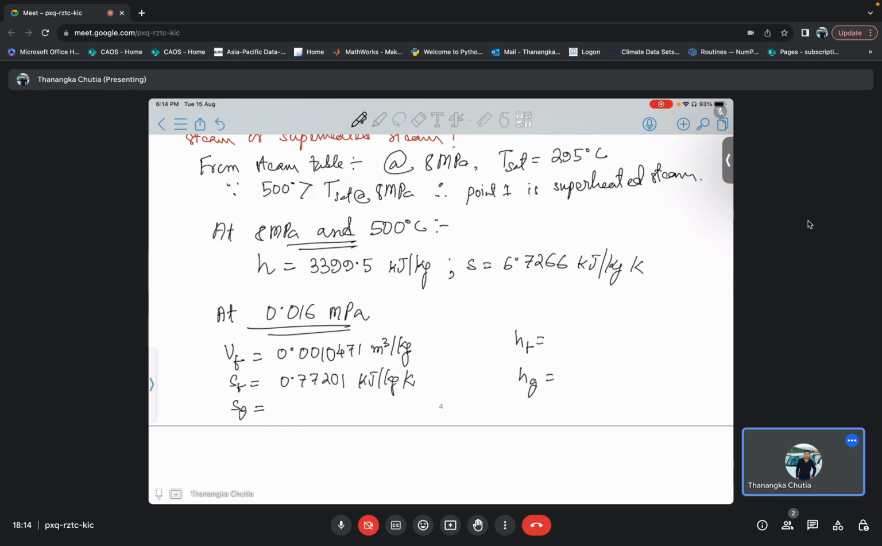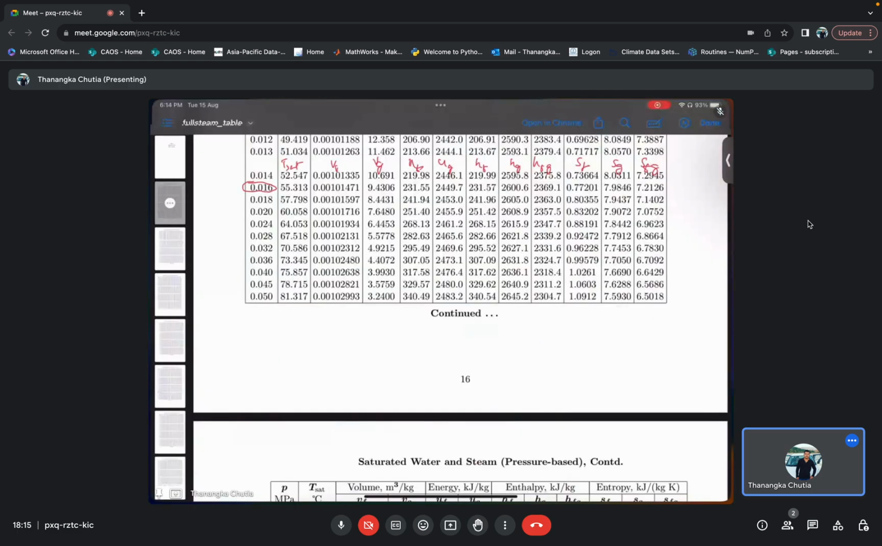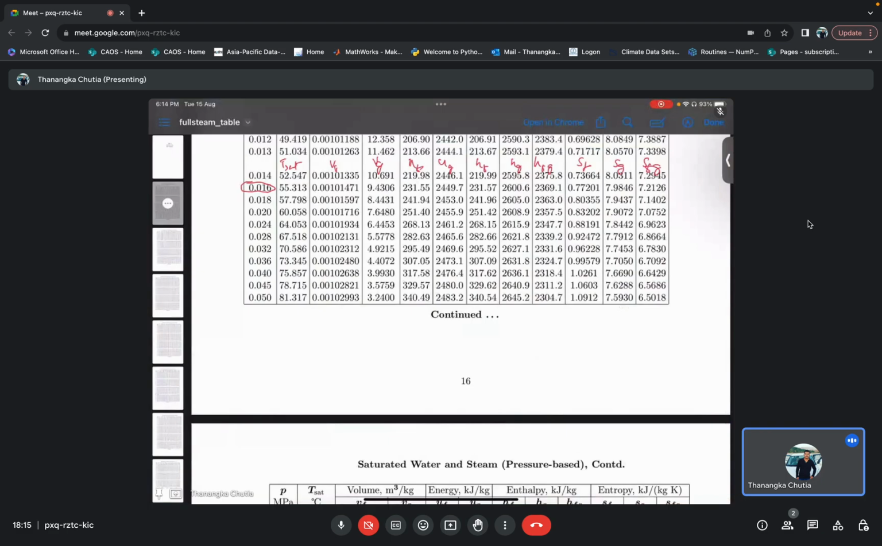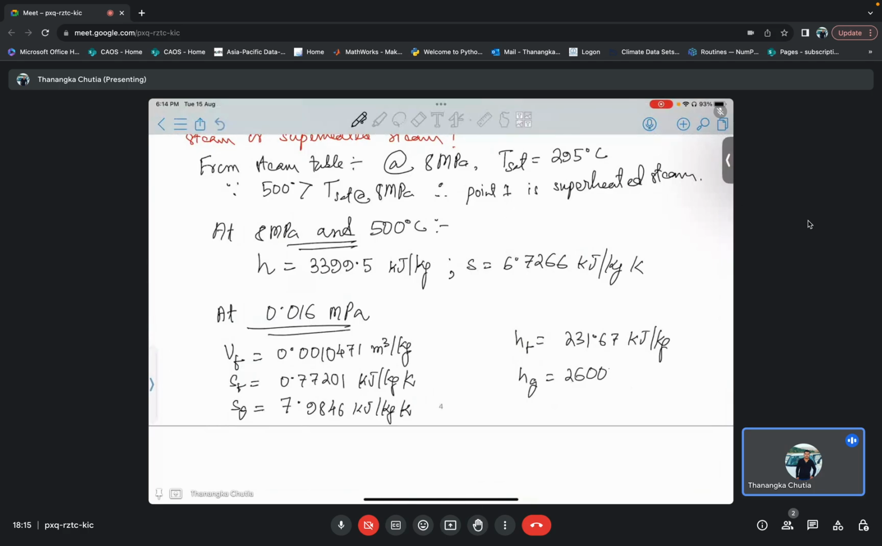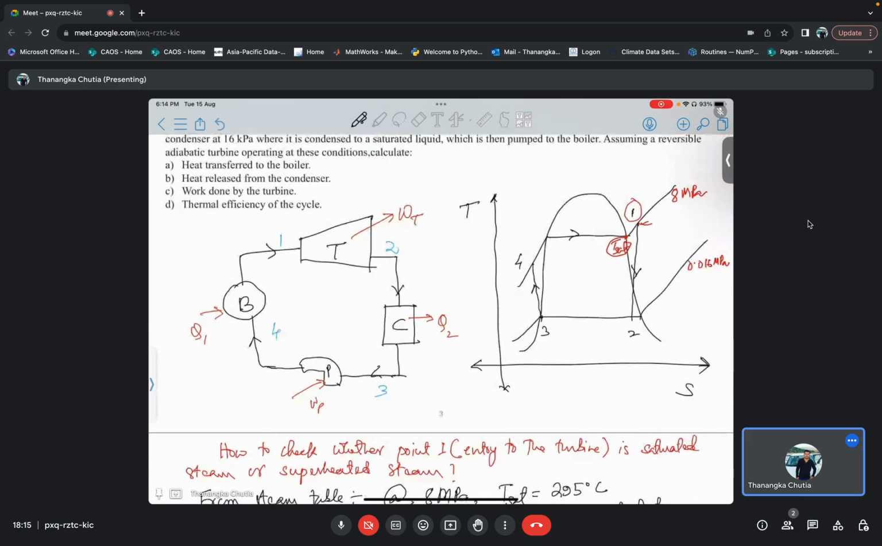And your SG is 7.9846 kilojoule per kg Kelvin. HF is 231.67 kilojoule per kg, and HG is 2600.6 kilojoule per kg.